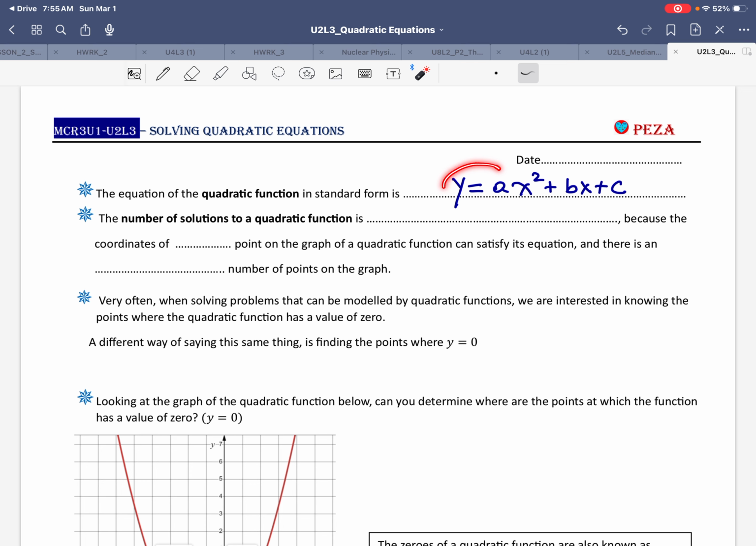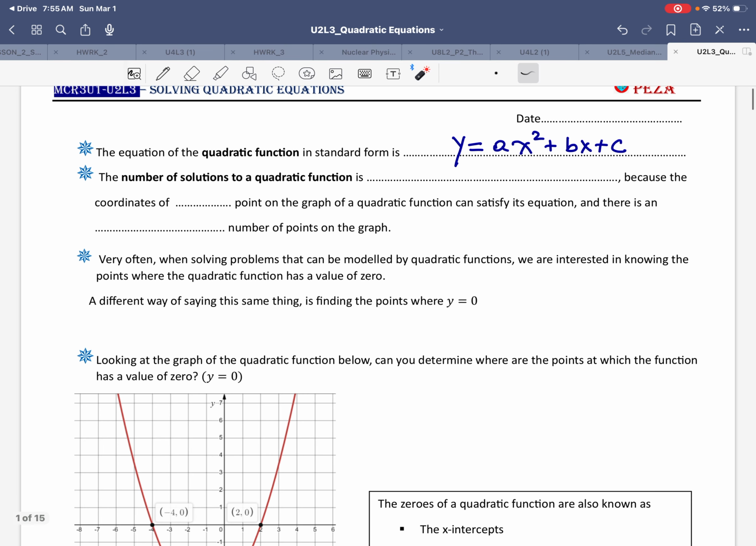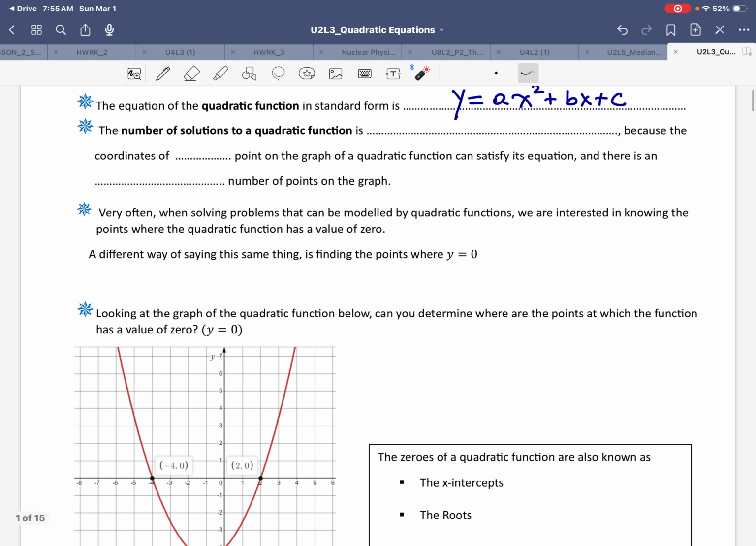So basically this is an equation. Independent variable is x, dependent variable is y. So when you think of the solutions of this quadratic function, the solutions will come in ordered pairs, x and y. And when you look at the graph of a quadratic function, we're going to say that all the points with coordinates x and y that satisfy the equation will lie on the graph of the quadratic function.